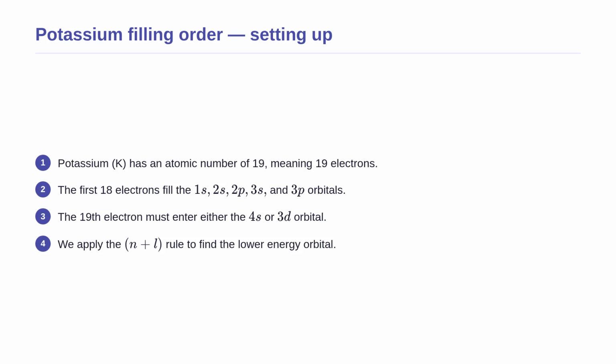Before we move on, let us see this rule in action with a concrete example. We need to determine the electron configuration for potassium, which has an atomic number of 19. This means a neutral potassium atom has exactly 19 electrons. After filling the 1s, 2s, 2p, 3s, and 3p orbitals, we have used up 18 electrons. The 19th electron must choose between entering the 4s orbital or the 3d orbital. To find the correct configuration, we will apply our N plus L rule to both options to see which one provides the lowest energy state.